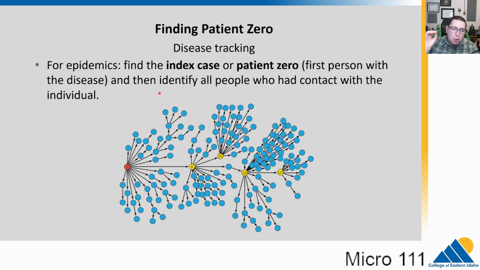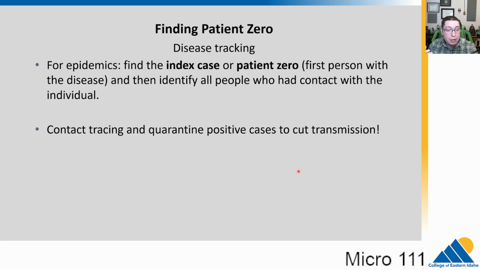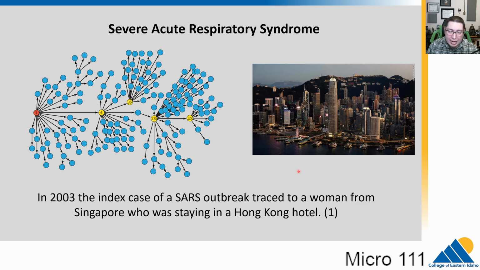So in this case, we can see clusters of individuals, and there are some that are in yellow that we will talk about in just a moment. Ideally, we can contact trace and quarantine positive cases to hopefully cut transmission. Or we can identify common links between all these people. Say they all went to the same farm or ate the same sprouts. So we're going to look at this case of severe acute respiratory syndrome, or SARS, which is caused by a coronavirus. And in 2003, an outbreak started.